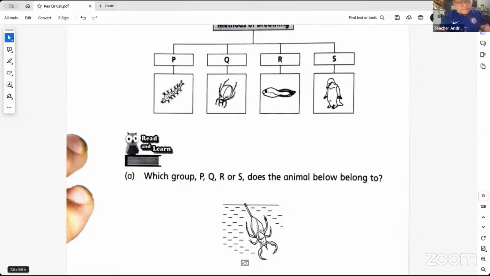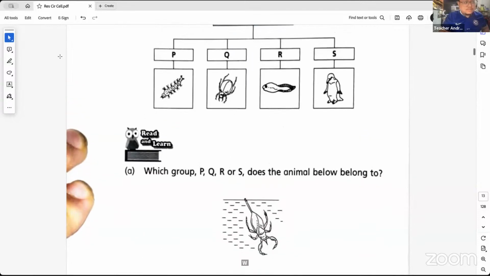So can I have a volunteer to tell me this particular animal or creature here, which group does it belong to? Yes, good morning, Roland. I think it's Q. Why can you just share with me why you think it's Q? I think it's Q because I'm pretty sure that's right in my opinion. Okay, understand. Thank you very much.